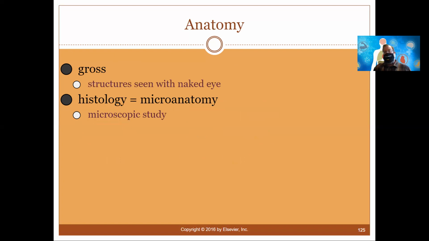Okay. So gross versus histology. Gross anatomy is what we're going to be doing next week and really throughout the semester. Gross anatomy is what we could see with the naked eye. They also call it macroscopic versus microscopic. Macro means large scale. Okay, so macro or gross anatomy.